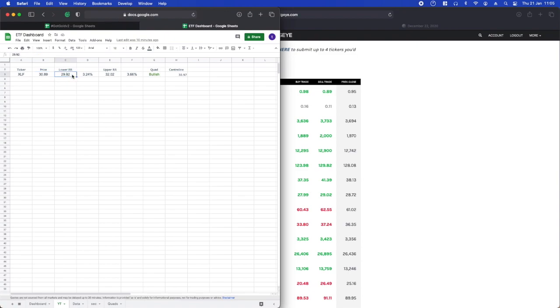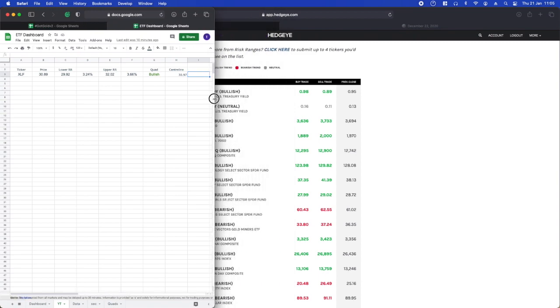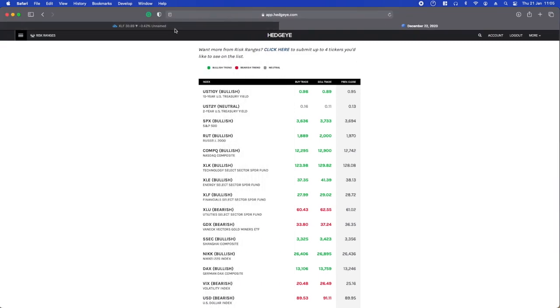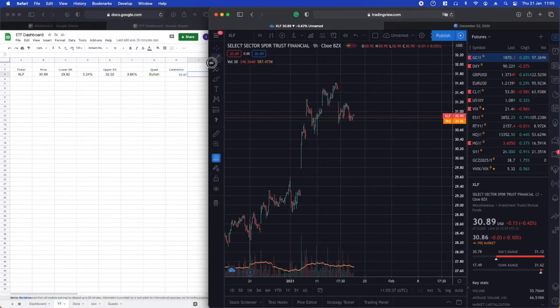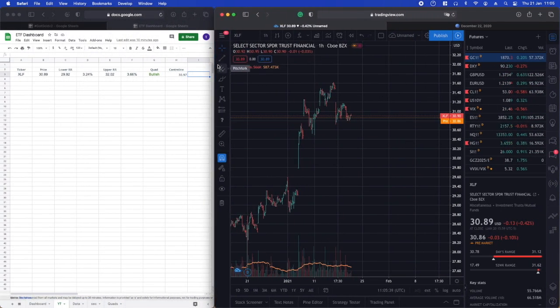I have my lower range, my upper range, and whether we're bullish or bearish. And from these two prices, I can calculate this center point, which would make it look like a Bollinger Band. I like to use that as another decision point to make.